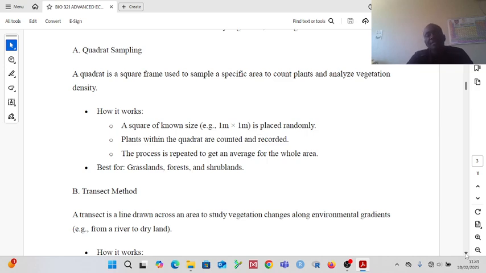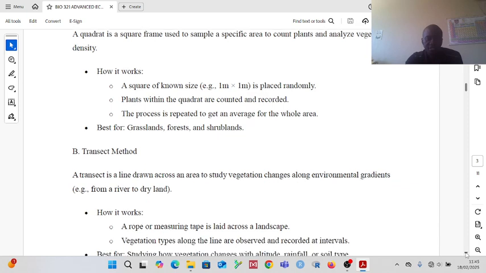So with quadrat sampling, you place this square randomly in a specific area, you count the plants, and you analyze the vegetation density. Then it can give you an idea of how you can project that to the whole area that you are studying. Another method is the transect method.